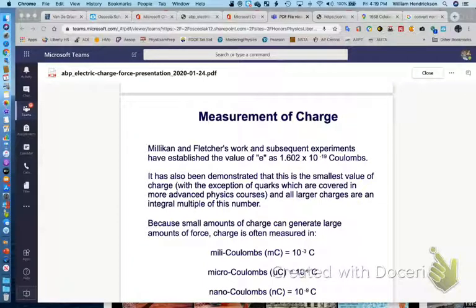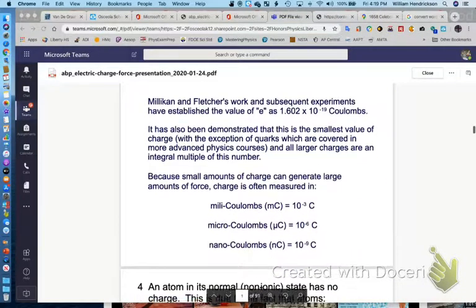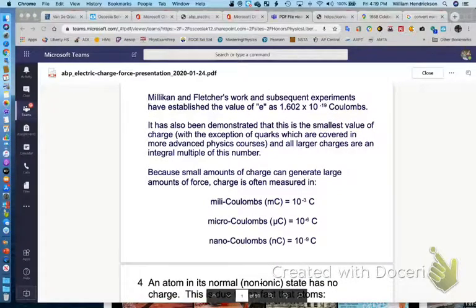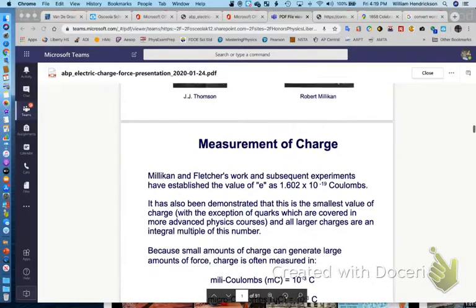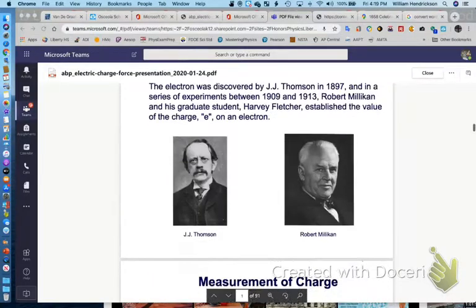Let's all say that, please. Coulombs. Cou, like a baby goes, coulombs. Coulombs. Good job. 1.602 times 10 to the -19th coulombs. Now, of course, we're naming this after the scientist Coulomb for his work with charge.